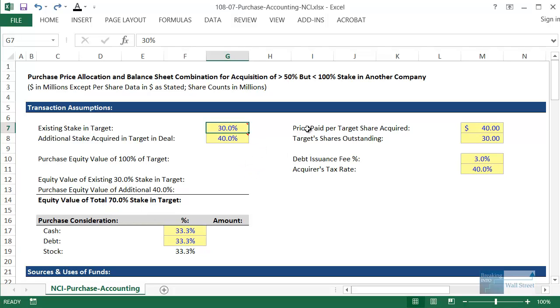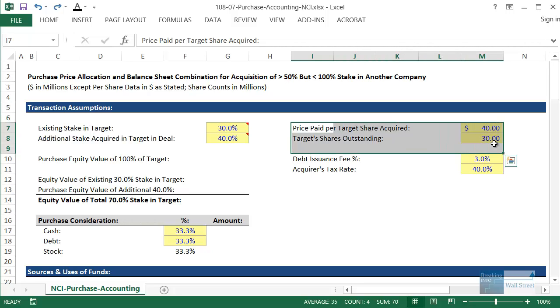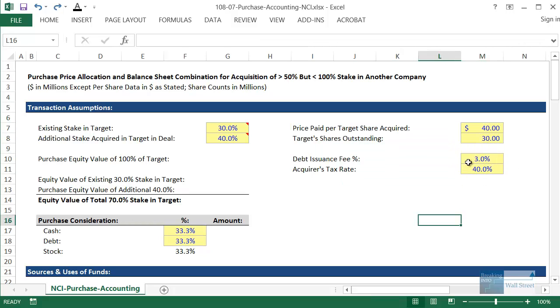Here, we're going to be assuming that the seller is a public company, and so we have a share price for the seller, or at least a price at which we're buying the seller's shares, and then we have a total number of shares outstanding for the seller.